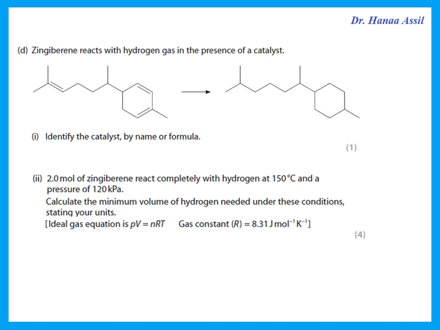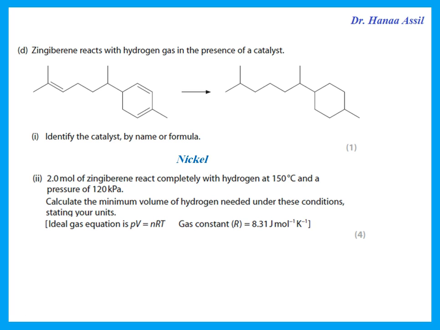Okay, then he says this reacts with hydrogen gas, so he has the double bonds and he's reacting it with hydrogen gas in presence of a catalyst. So what is the catalyst when we add hydrogen to a double bond? Remember, it's hydrogen in presence of nickel catalyst. Then he says 2 mole of the compound react completely with hydrogen at 150 degrees Celsius and a pressure of 120 kilopascal. Calculate the minimum volume of hydrogen needed.